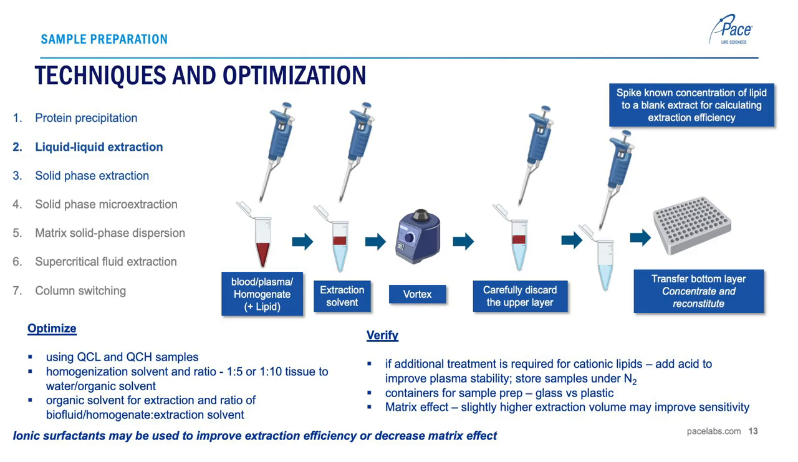In order to improve peak shape, concentrate the sample and reconstitute in a 50-50 water organic solvent combination. Extraction efficiency can be evaluated in the same manner as what we have discussed during protein precipitation, by comparing the response of the pre-spike sample to a sample prepared by spiking lipid to a blank extract to achieve the same final concentration as the pre-spike sample.